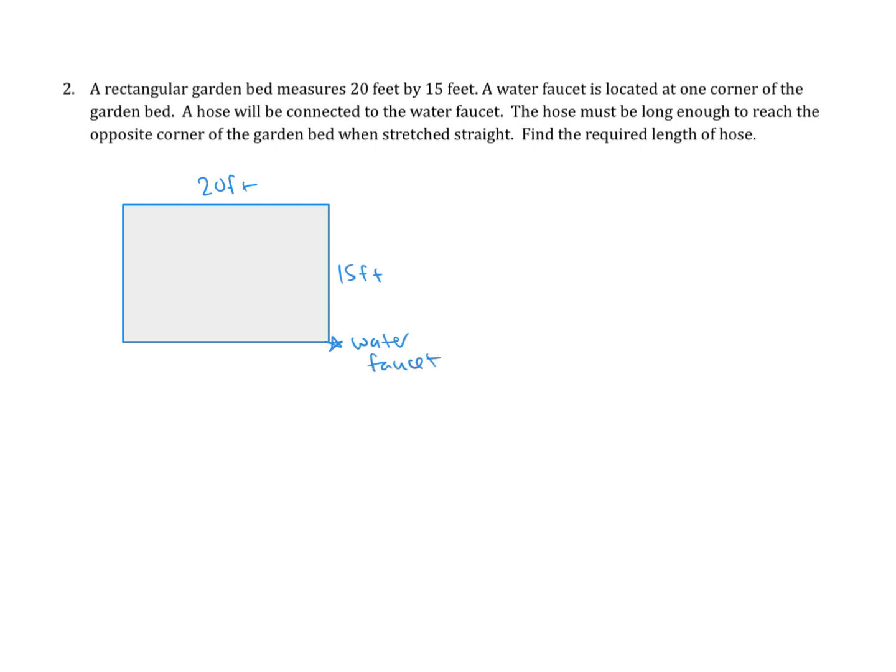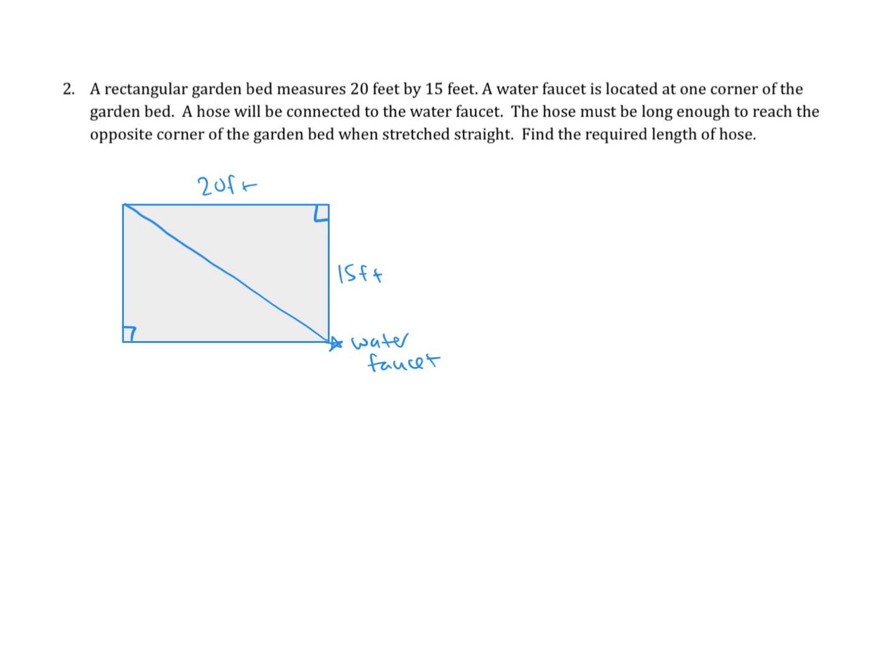A hose will be connected to the water faucet. The hose must be long enough to reach the opposite corner of the garden bed when stretched straight. Find the required length of hose. So I'm going to stretch a line from the water faucet to the opposite corner. And what I created, since a rectangle has all right angles, is 2 right triangles. And I'm trying to find the length of that water hose, which is the hypotenuse of the right triangle.